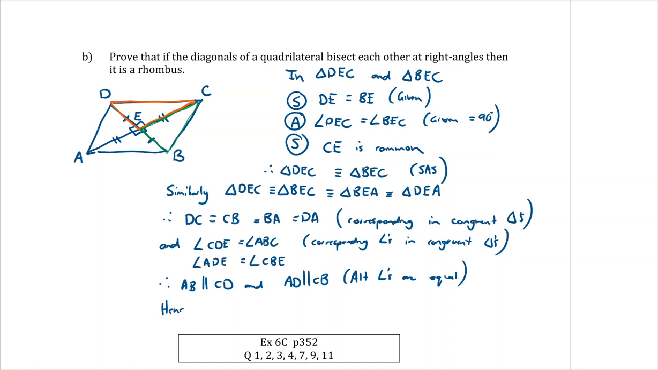Hence, I'm just going to write a little conclusion here. Hence, ABCD is a rhombus since all sides are equal and opposite sides are parallel. Okay, and that's it for 6C.